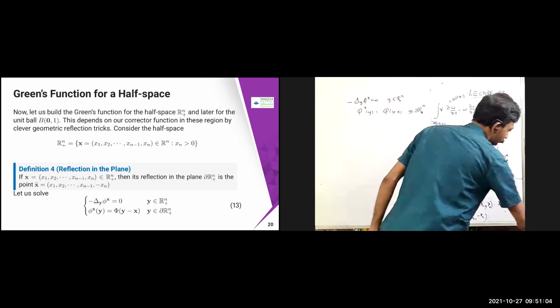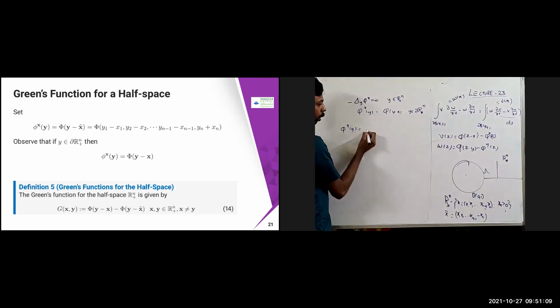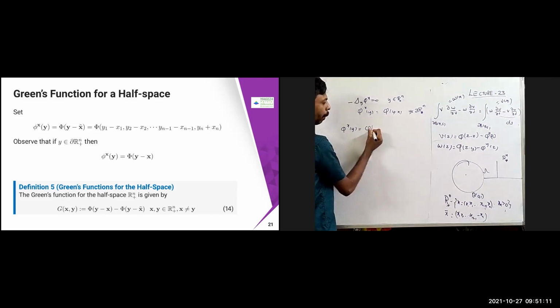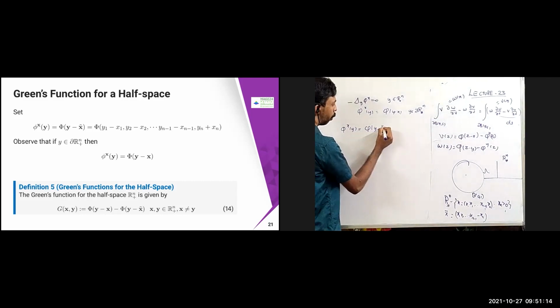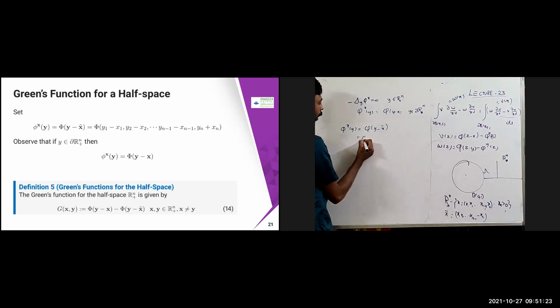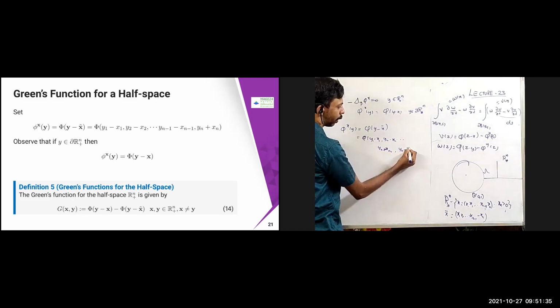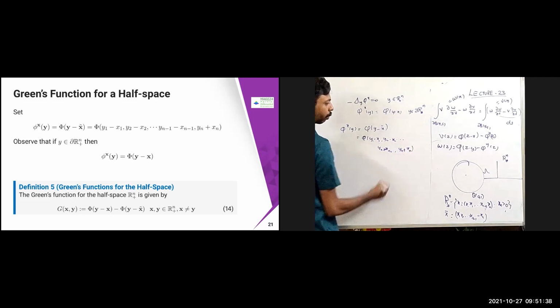So what I'm going to take is the definition of phi x y. I'm going to define phi x y as pi of y minus x bar, using the fundamental solution to set that. So what is this? This is nothing but pi of (y1 minus x1, y2 minus x2, etc., yn minus 1 minus x n minus 1, yn minus xn), where the last coordinate becomes yn plus xn.